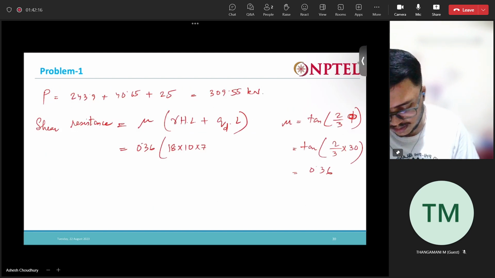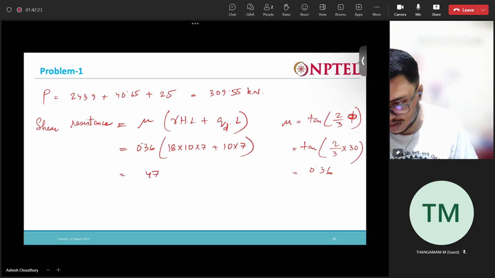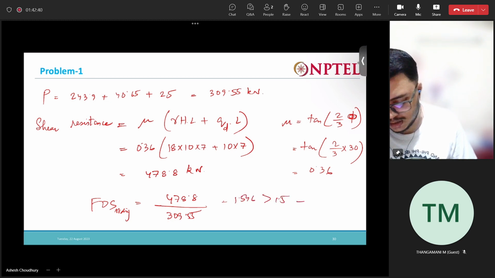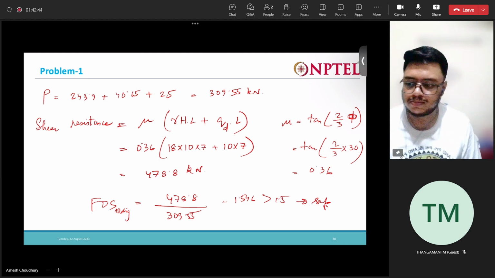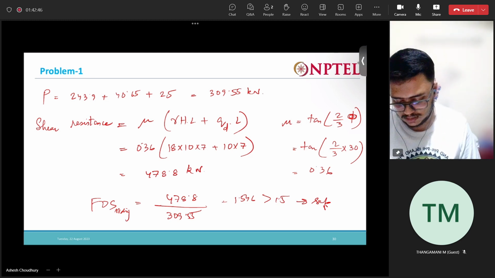So this will come out as 478. Therefore the factor of safety on sliding is 478 over 305, which is 1.546, greater than 1.5. So it is safe in sliding, right?